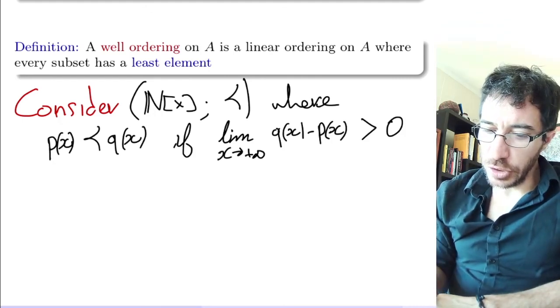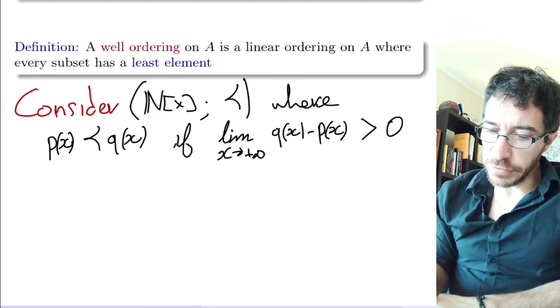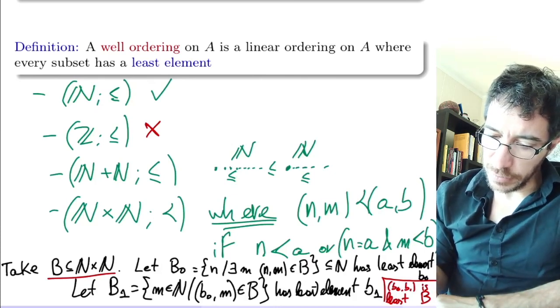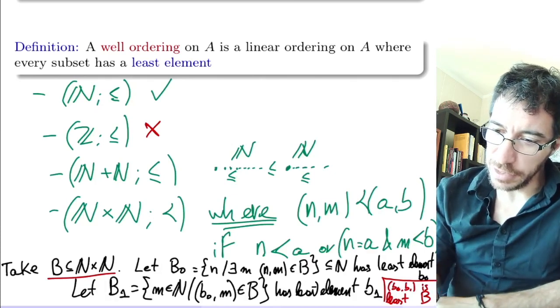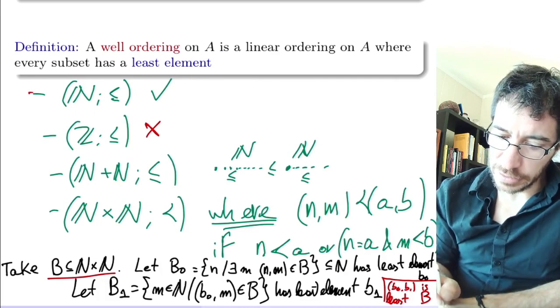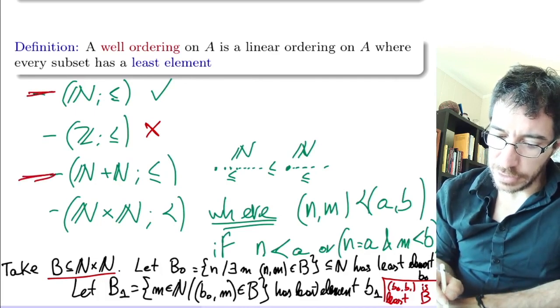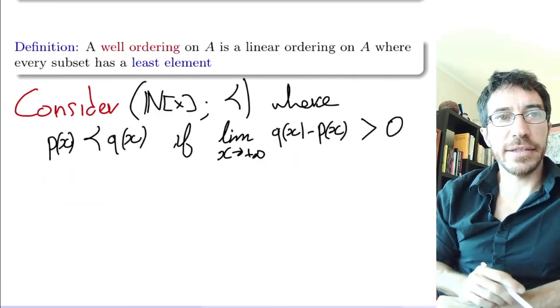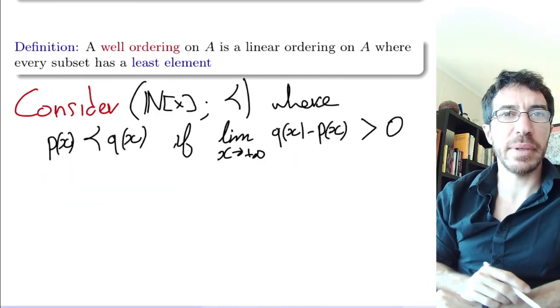Okay, so we have a bunch of examples of well orderings. Well, essentially we don't have that many. We have the natural numbers plus the natural numbers, the natural numbers times the natural numbers, and these polynomials, and actually there are many more.